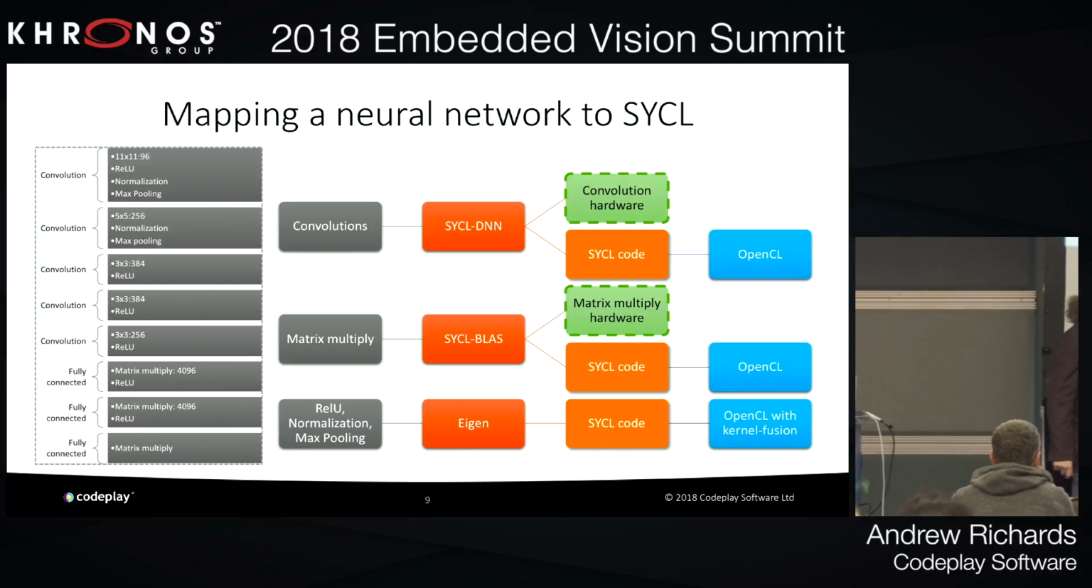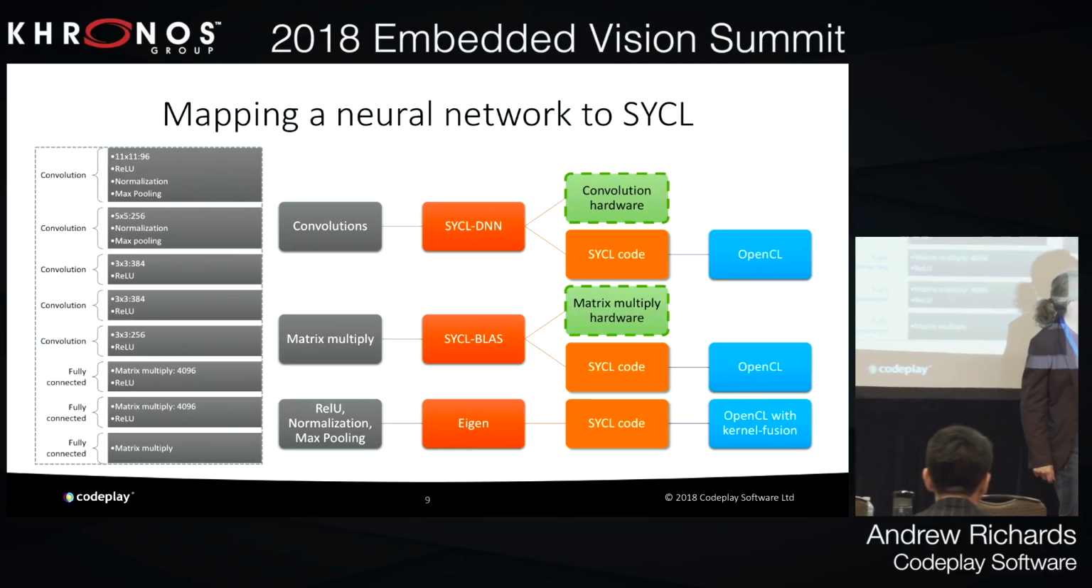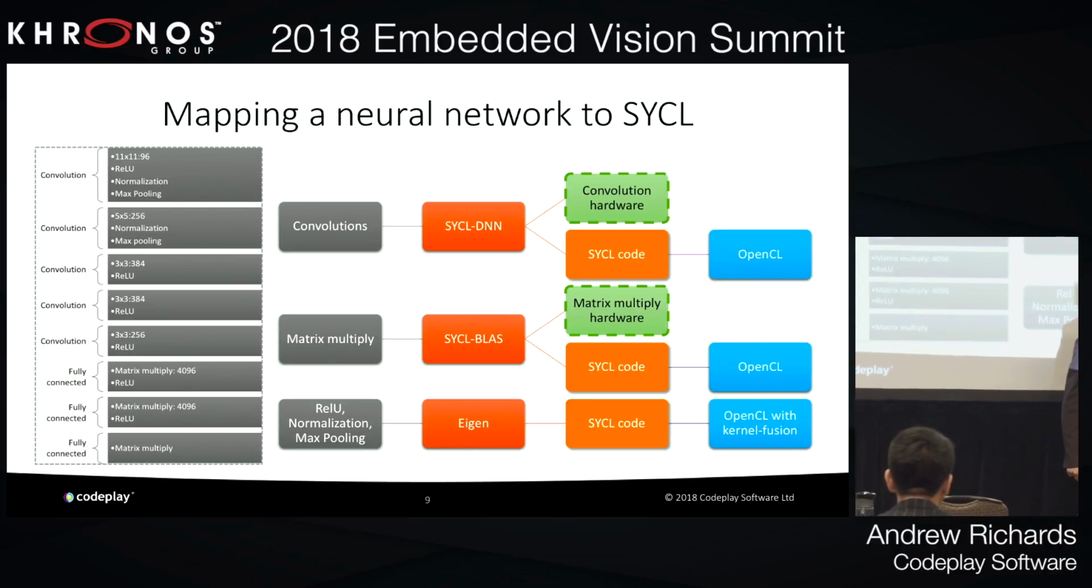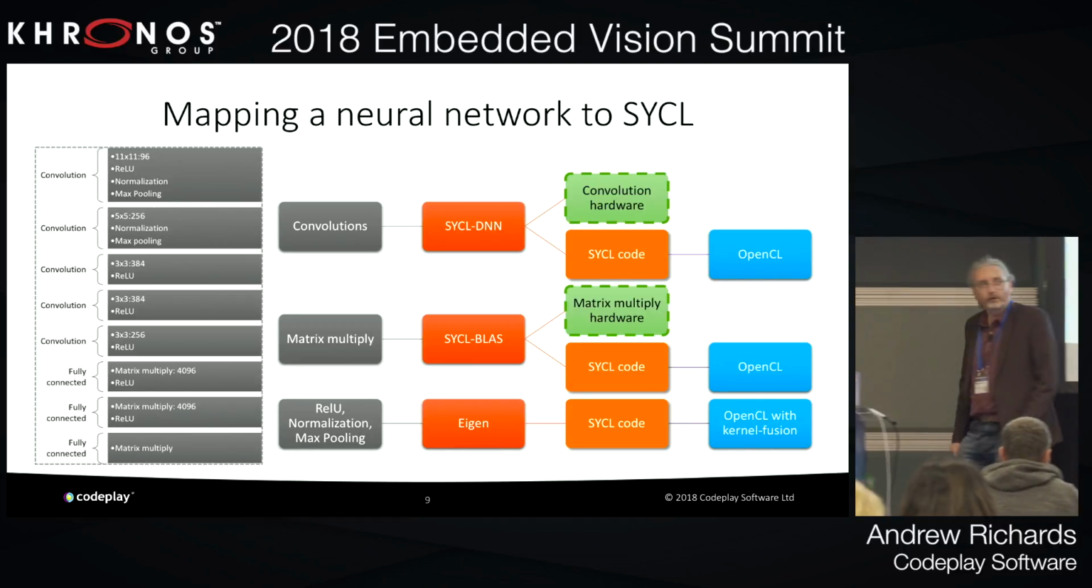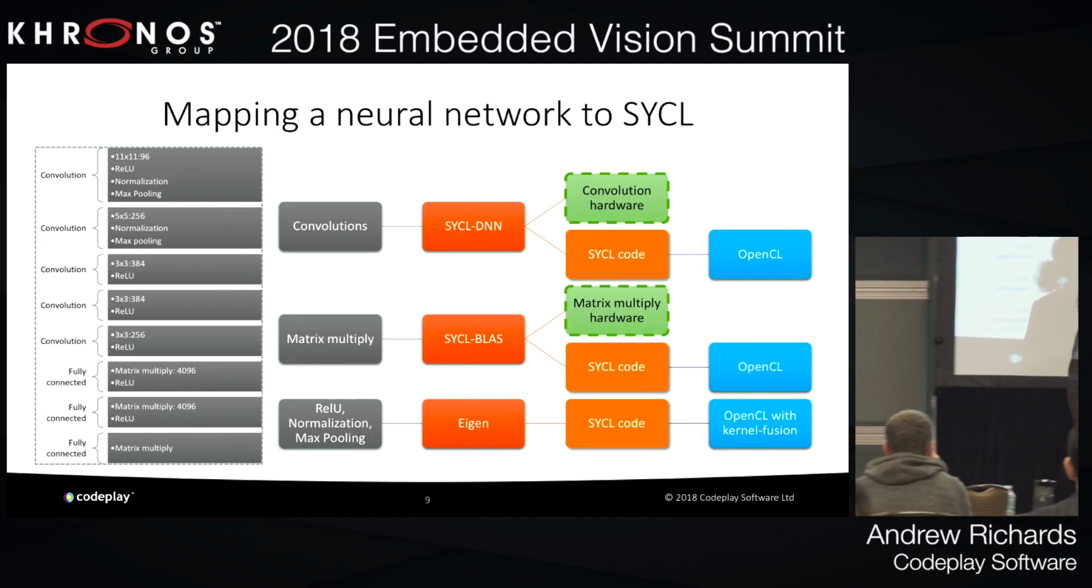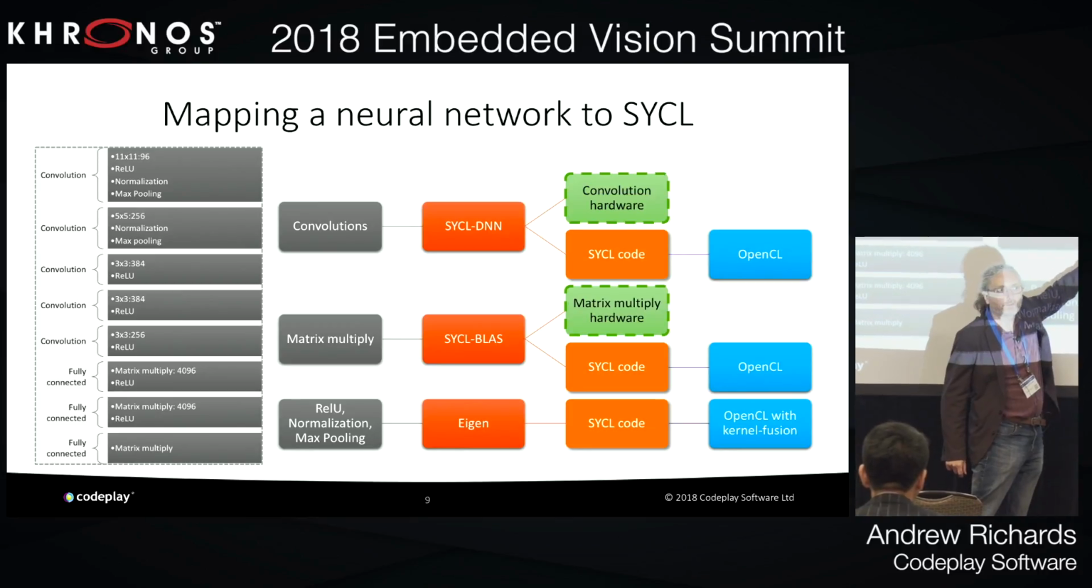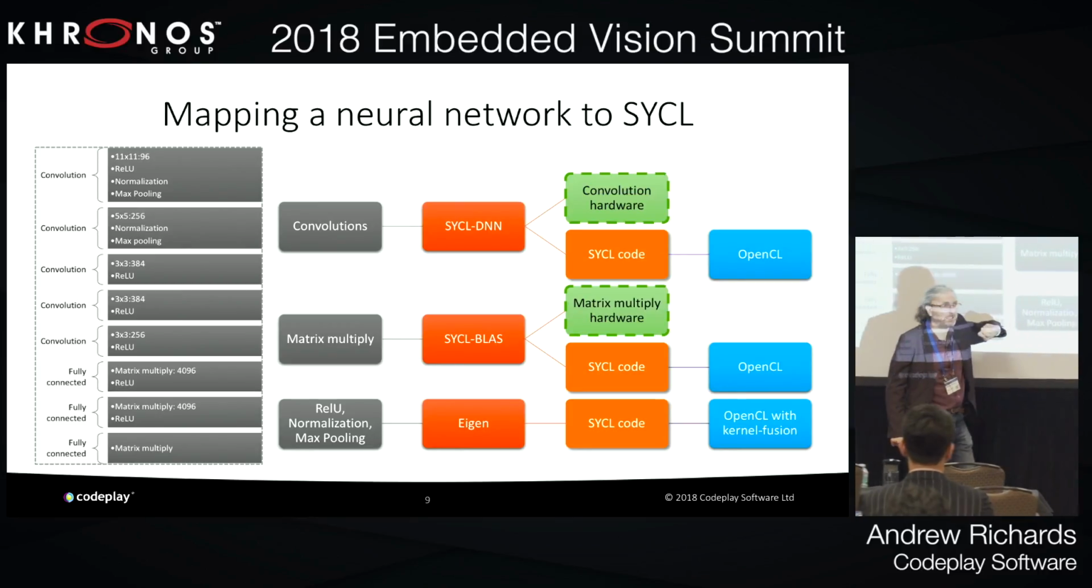And then with the matrix multiplies, it goes to SYCL BLAS, and then that could go to matrix multiply hardware, but right now it goes to SYCL code to OpenCL. So those are the two areas, SYCL DNN and SYCL BLAS, where the device-specific optimization really has to happen.